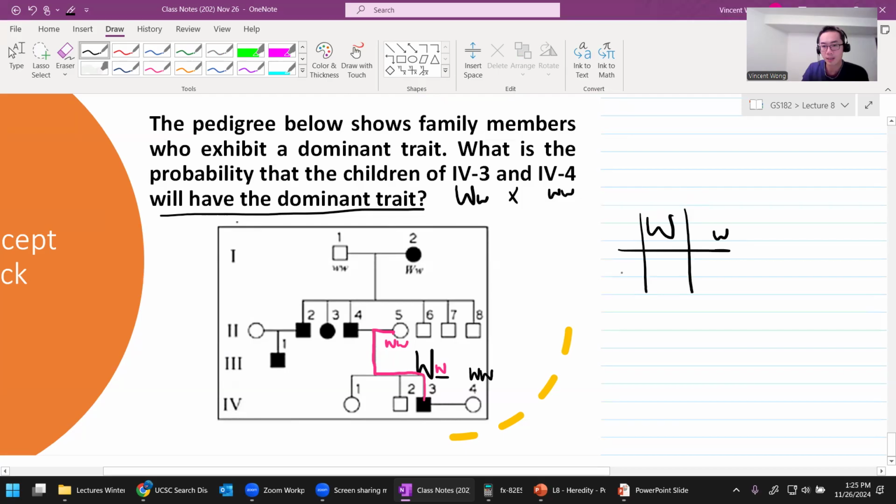which means we will set up the Punnett square. And the question wants to know what's the probability that the child will have the dominant trait? And that is going to be 50%.